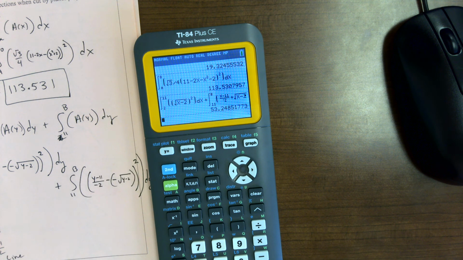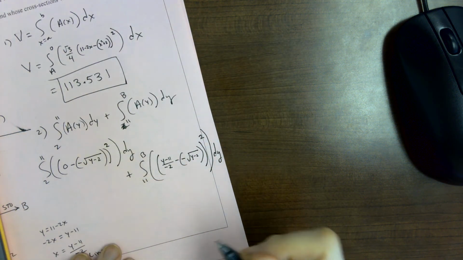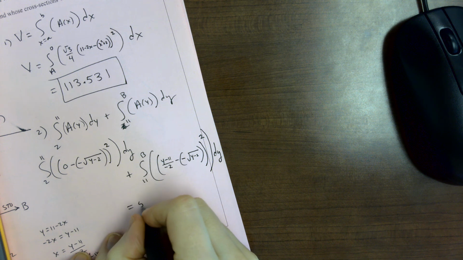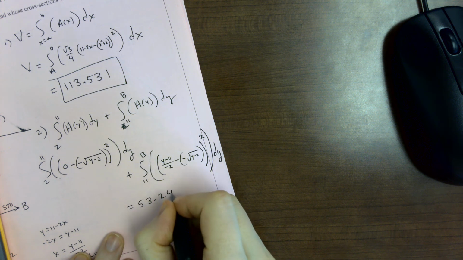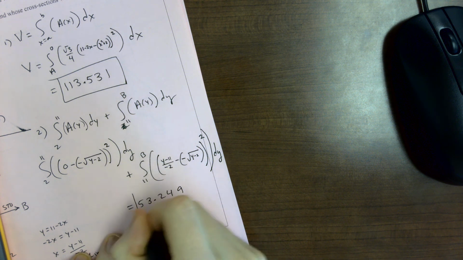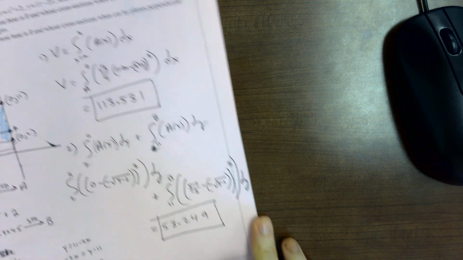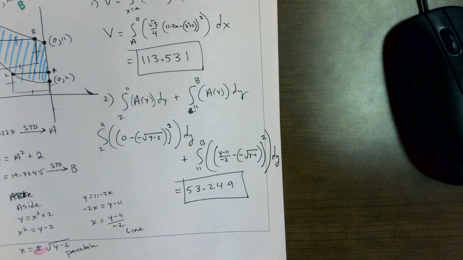Okay, wow, smaller. I wouldn't have expected that, but okay. So 53.249. I would have expected that to have a bigger area for some reason. It just looks bigger on my paper, I guess. Okay, guys, there it is.